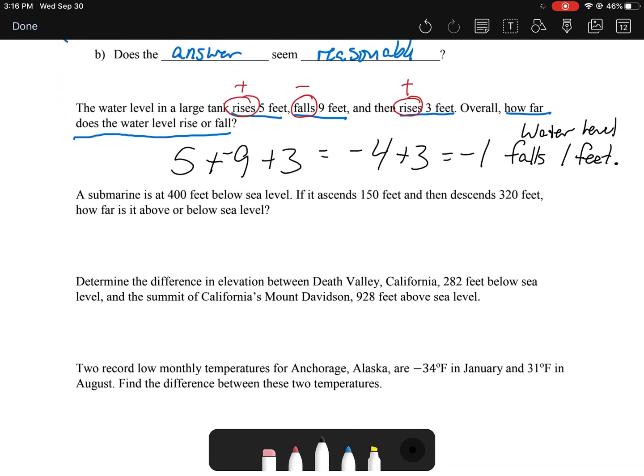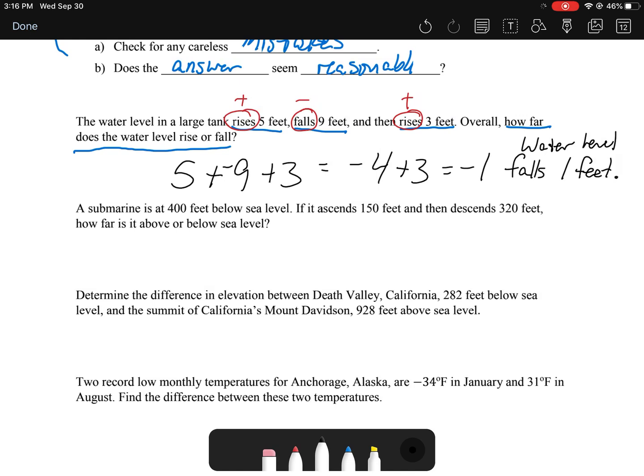Let's look at the next one together then too. A submarine is at 400 feet below sea level. If it ascends 150 feet and then descends 320 feet, how far is it above or below sea level? So again, we're going to go through and underline our important information. We know that it is 400 feet below sea level. It ascends 150 feet, then descends 320 feet. In the end, we need to know how far is it above or below sea level.